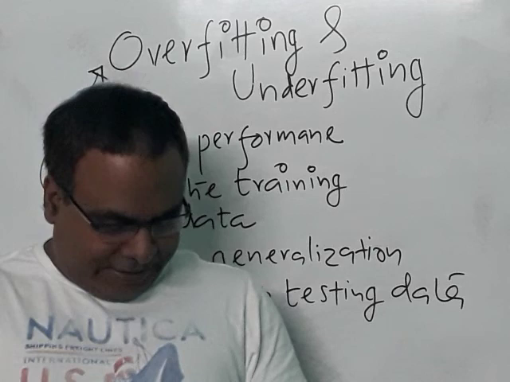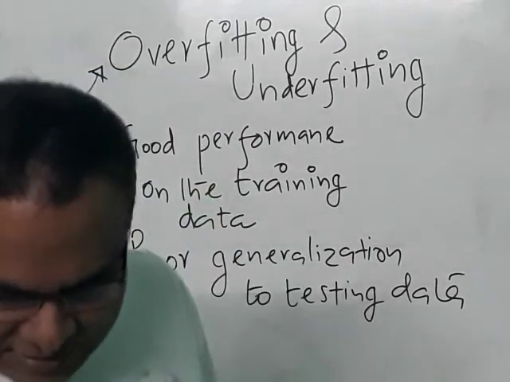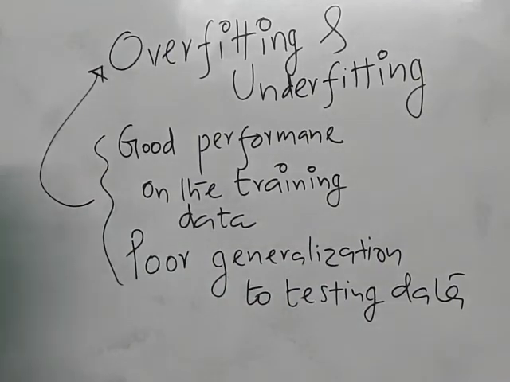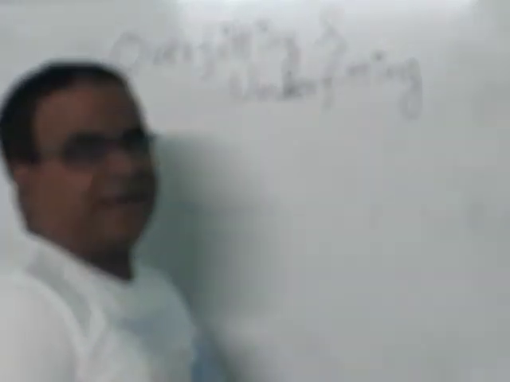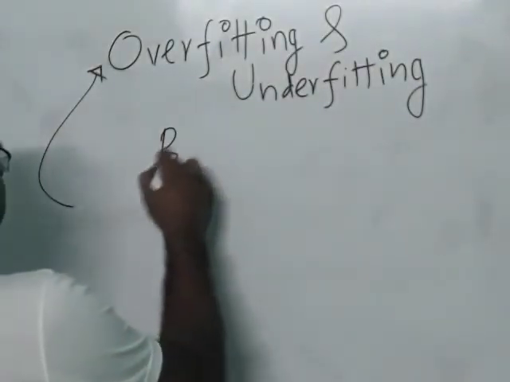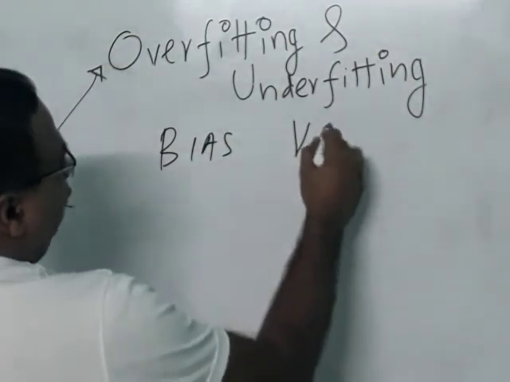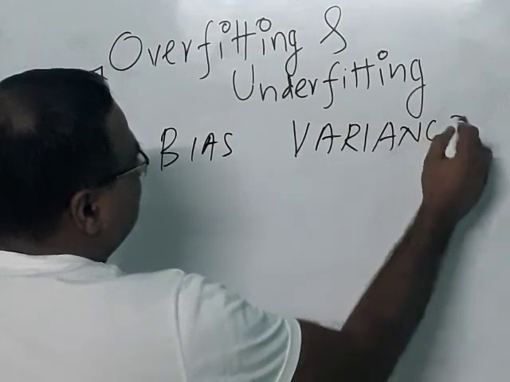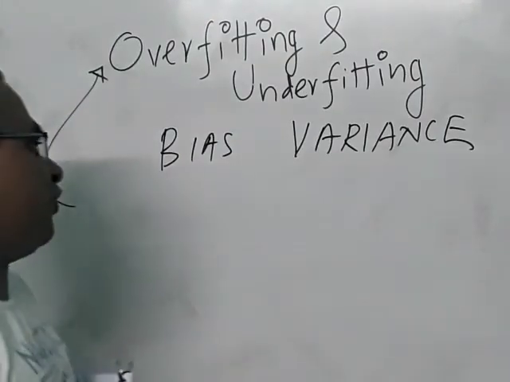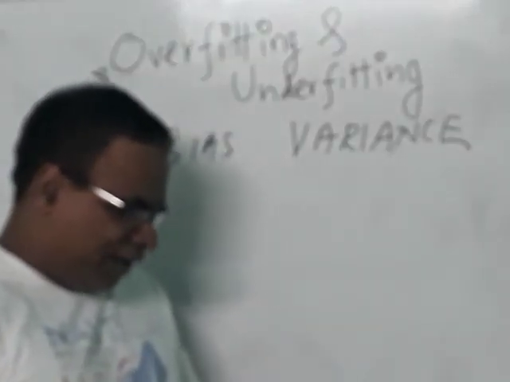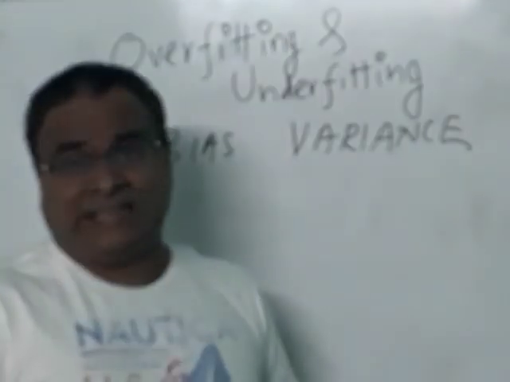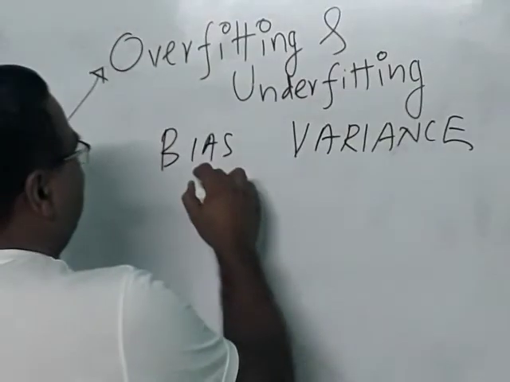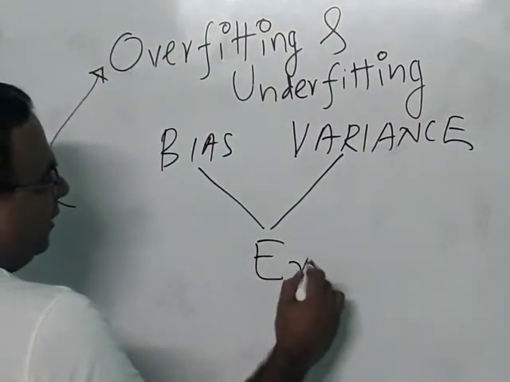To understand this, we discussed data and what overfitting and underfitting are. Now I will talk about two important terms we use in data science. One is bias, another one is variance. Bias and variance, two important terms we are using. If you talk about bias and variance, both are errors. From a machine learning point of view, both these terms are errors only.